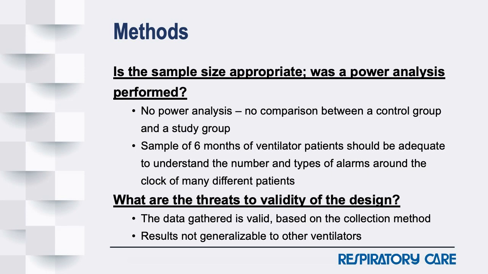And is the size appropriate? Well, my feeling is this 6-month sample that they did for all ventilator patients should be pretty adequate to understand the number, the types of alarms, and the around-the-clock situations you're going to run into with many different patients over 6 months in those units and on those ventilators. So I think it's a decent enough sample for the type of study that this is.